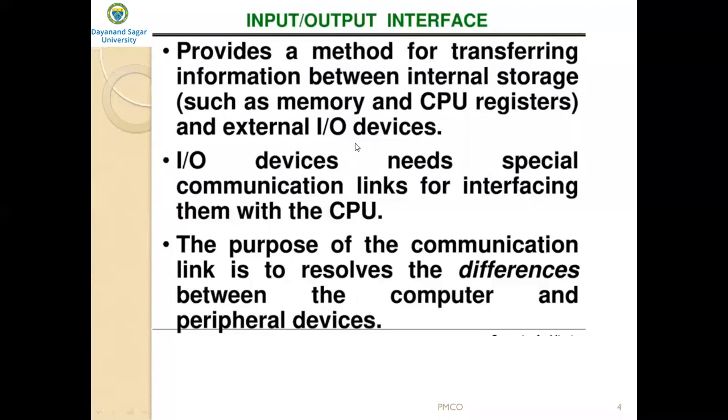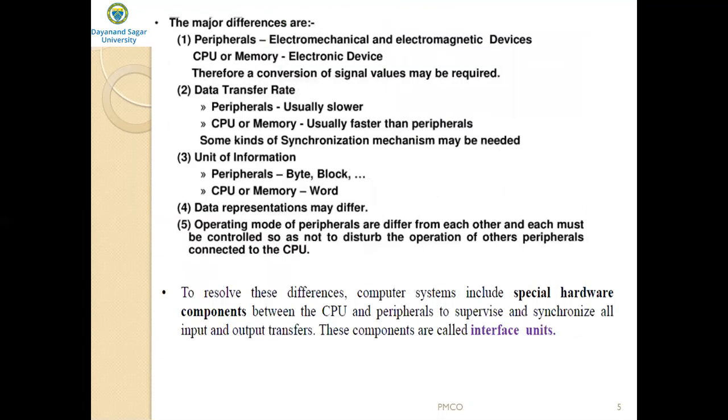So why do we need the input and output interface? The reason is here. The purpose of the communication link is to resolve the differences between the computer and the peripheral devices. Then the question is, what are the major differences between the CPU and the peripheral devices or the input and output devices? Here are the major differences.